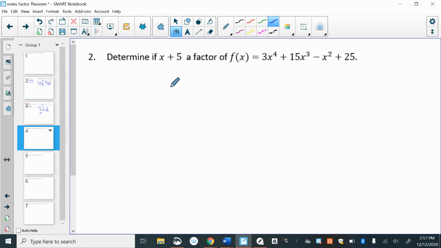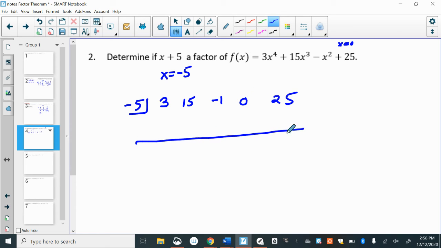Let's just try one more. Again, we're going to let x equal -5, set it equal to 0. That's our multiplier. I am noticing I am missing an x term here, so we're going to need a placeholder of 0. So our coefficients are going to be 3, 15, -1, 0, and then 25. Draw the line. There's our remainder catcher.